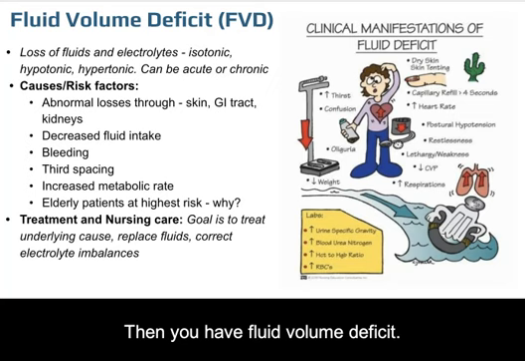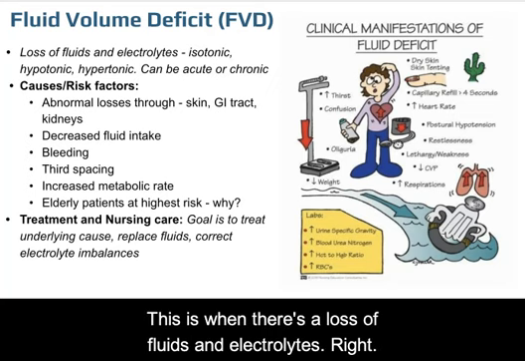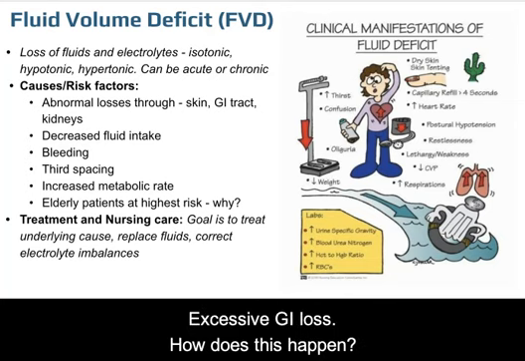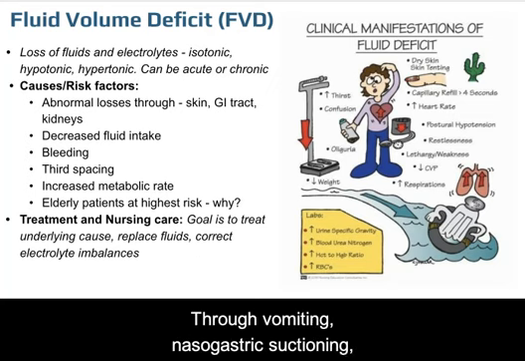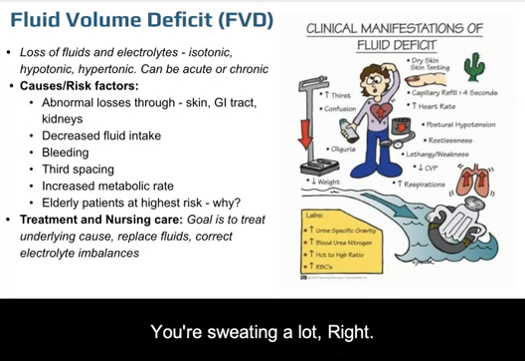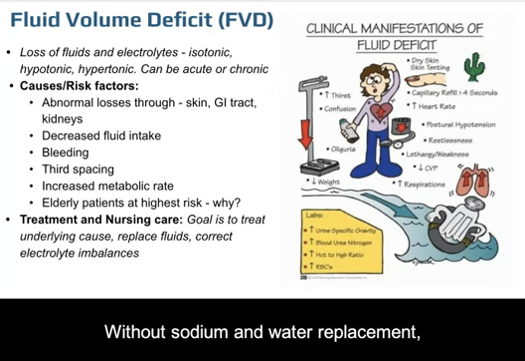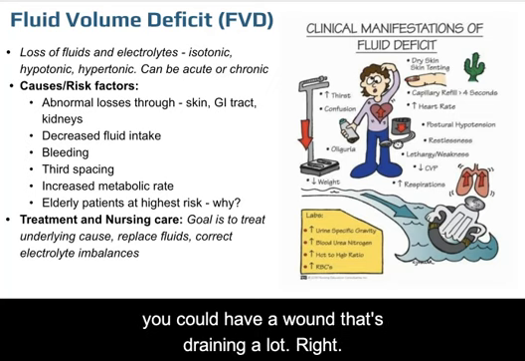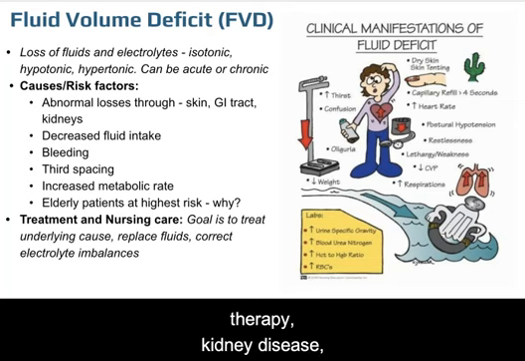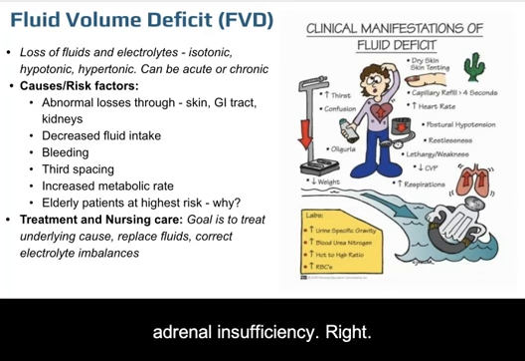Then you have fluid volume deficit. This is when there's a loss of fluids and electrolytes, right? Isotonic, hypotonic, hypertonic. It can be acute or chronic. What can cause this? Excessive GI loss. How does this happen? Through vomiting, nasogastric suctioning, diarrhea, excessive skin loss through diaphoresis. You're sweating a lot, right? Without sodium and water replacement. You could have a wound that's draining a lot, right? You could have excessive renal losses through diuretic therapy, kidney disease, adrenal insufficiency, right?